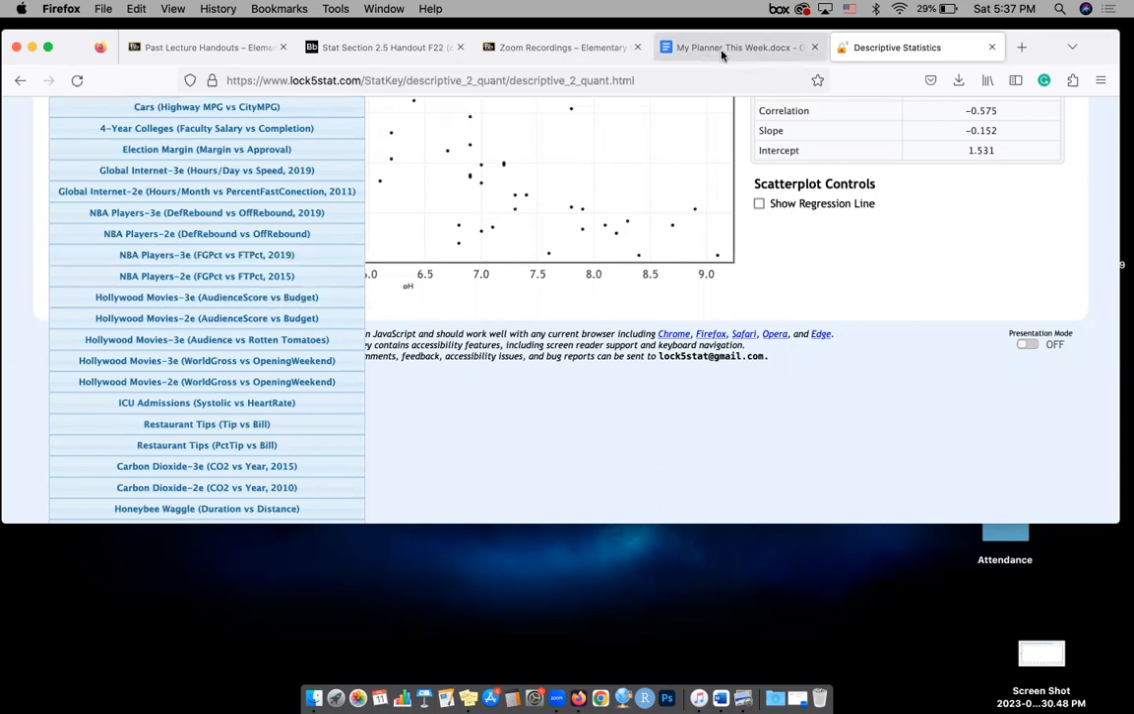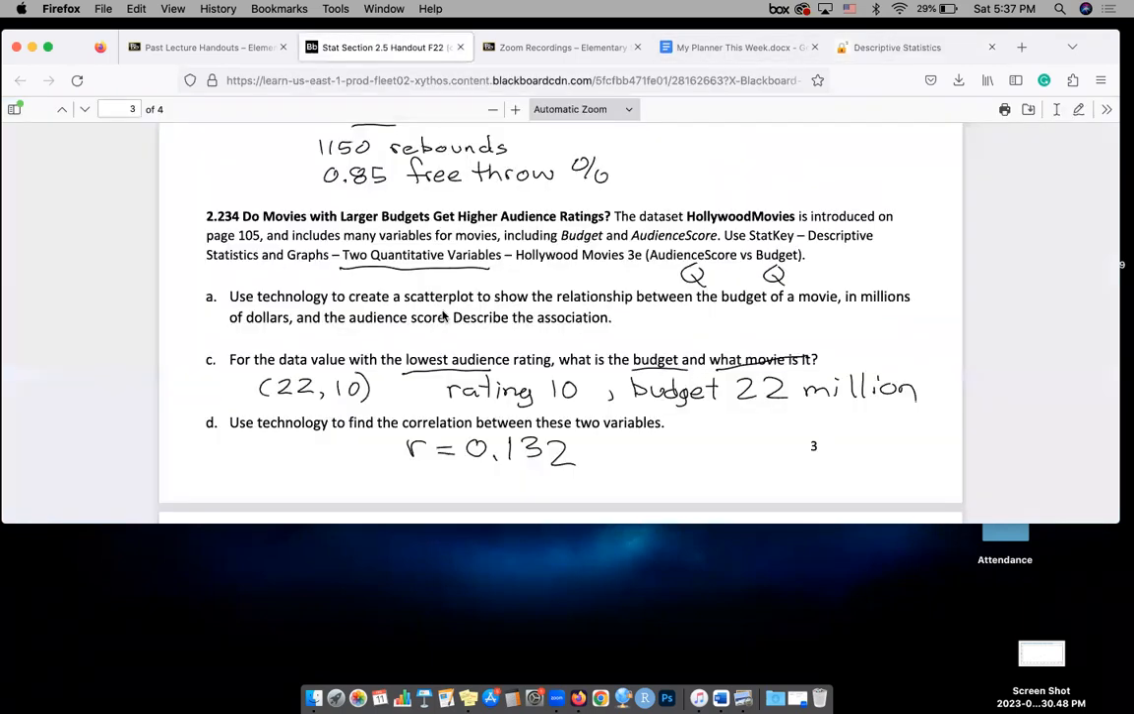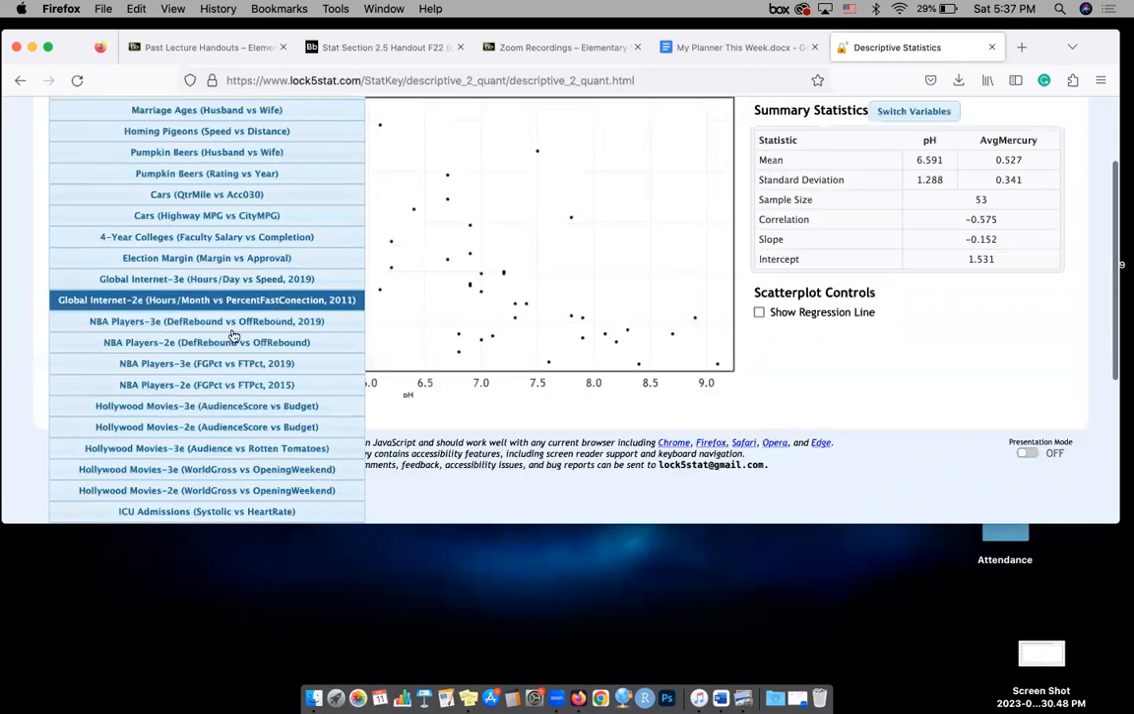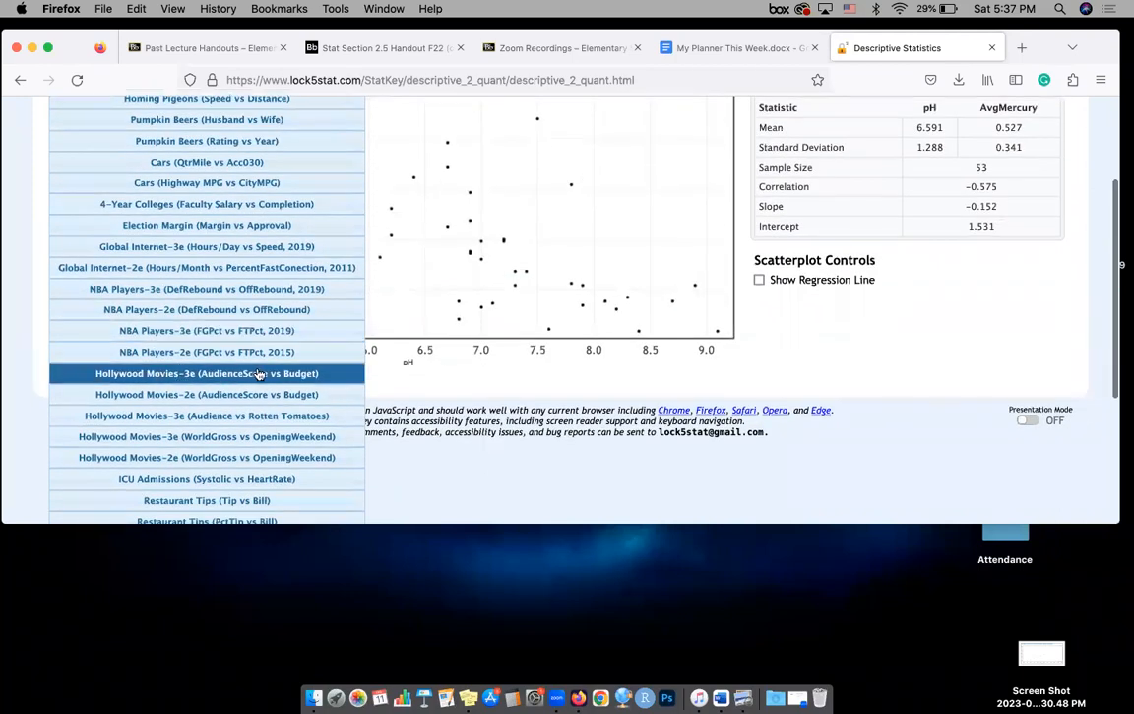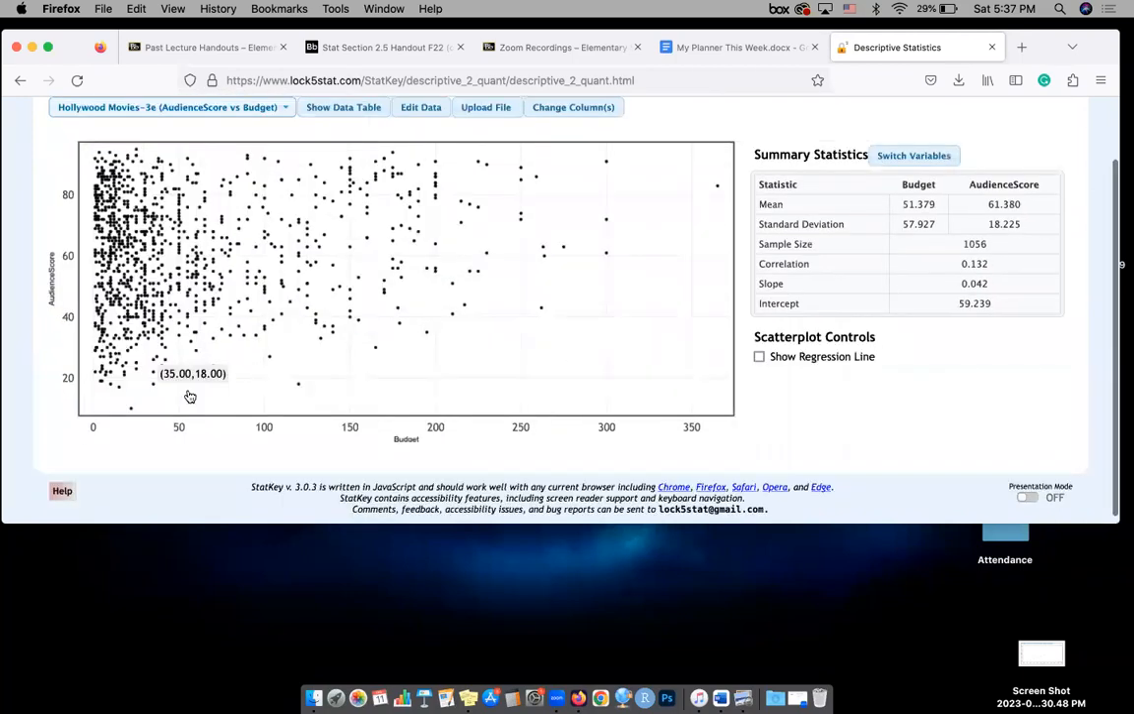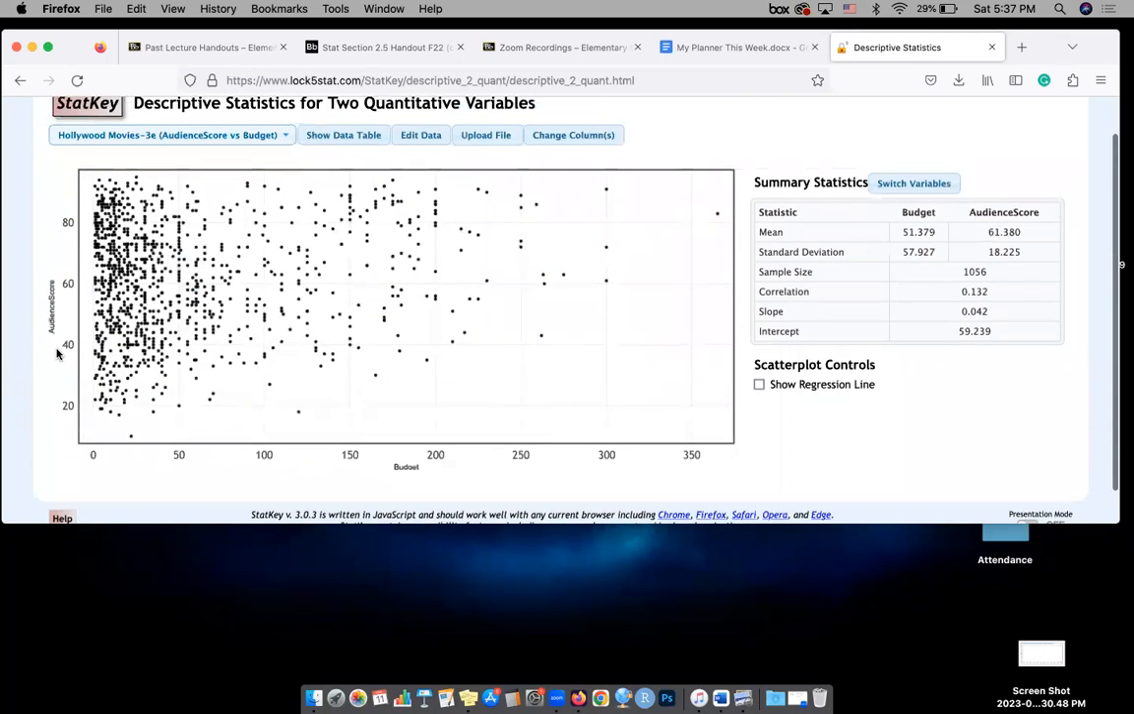I'm just going to double check before I click on that. Audience scores, Hollywood movies 3E, audience scores versus budget. Just make sure I'm going to the right one. It will give you the scatter plot. This is a bunch of movies, 1,056 movies, and if you hover over them, it'll show you how much was spent on the movie.